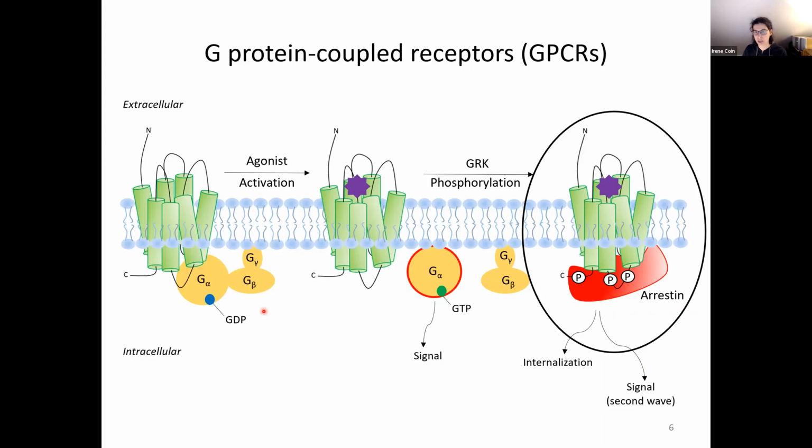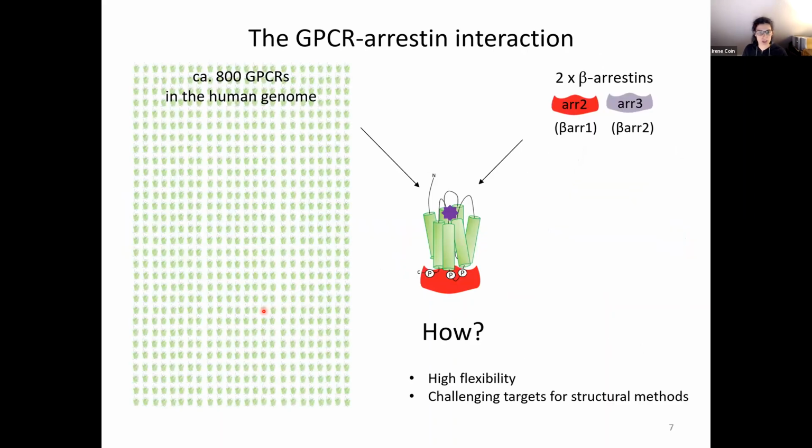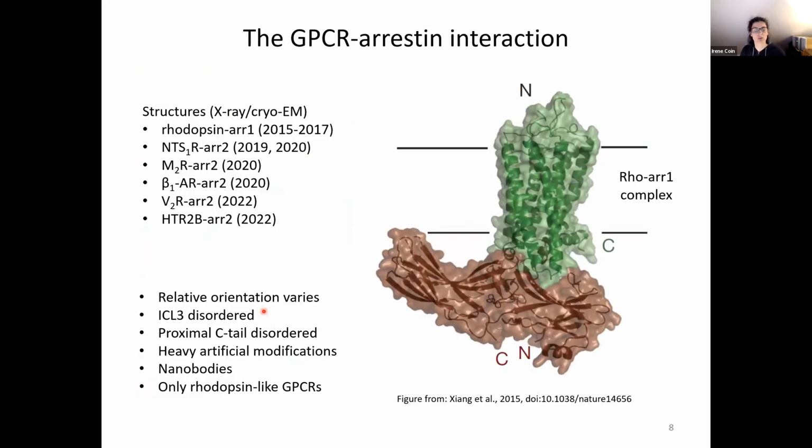You have barely any control over the concentration of these proteins in the cell, very, very little. With a ligand it is much easier because you add it to the cell, so you know how much you put in. But in this case, it's much more challenging. Why is this question interesting? Because we have 800 receptors in our genome and only 2 arrestins taking care of them, and it's not clear how the whole thing works. So it's clear that the system is highly flexible, and this feature is indeed what hampers structural characterization. So in 2022, we have only 6 GPCR-arrestin complexes that have been characterized, mostly via cryo-EM.